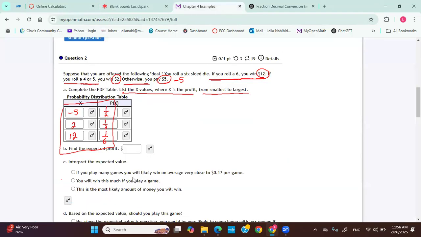But we can also calculate it manually. Just multiply -5 by 1/2, and then multiply 2 by 1/3, multiply 12 by 1/6, and then add them all together. If you have problems multiplying fractions, whenever you want to multiply numbers by a fraction, let's keep everything in fraction form. Whenever we multiply two fractions, we multiply the top by top and the bottom by bottom. So we get -5 over 2 plus 2 over 3.